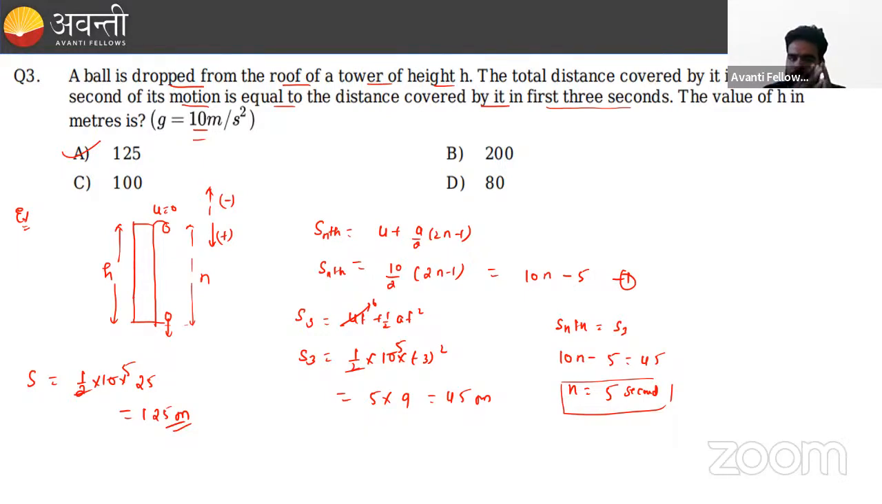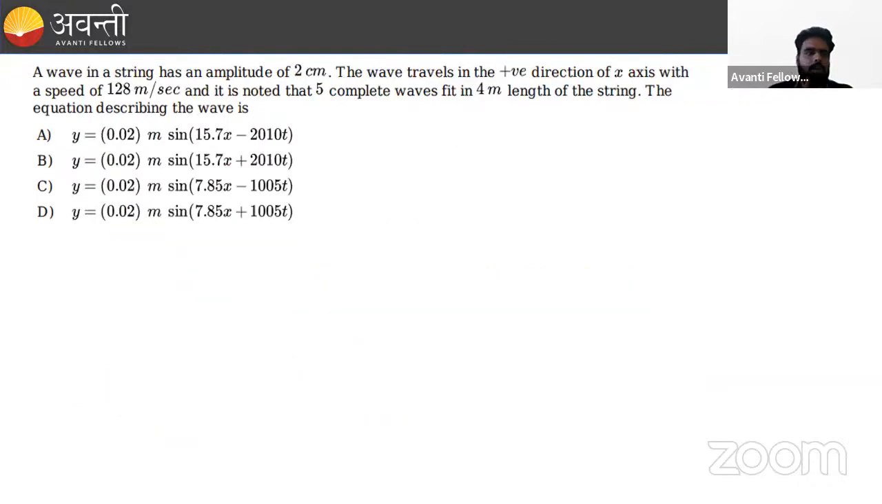We can apply the concept of distance covered in a second and the simple equations of motion. Next problem: a wave in a string having amplitude 2 centimeter, wave travels in the positive direction of the x-axis. That is very informative, that the wave travels in the positive x direction, correct. The speed of the wave is given as 28 meter per second, and it is noted that 5 complete waves fit in 4 meter of length of string.